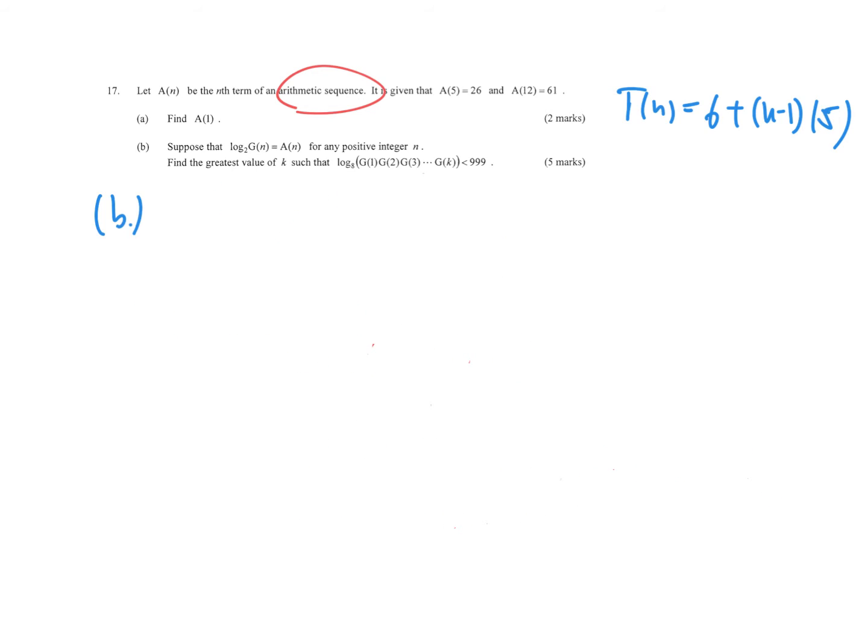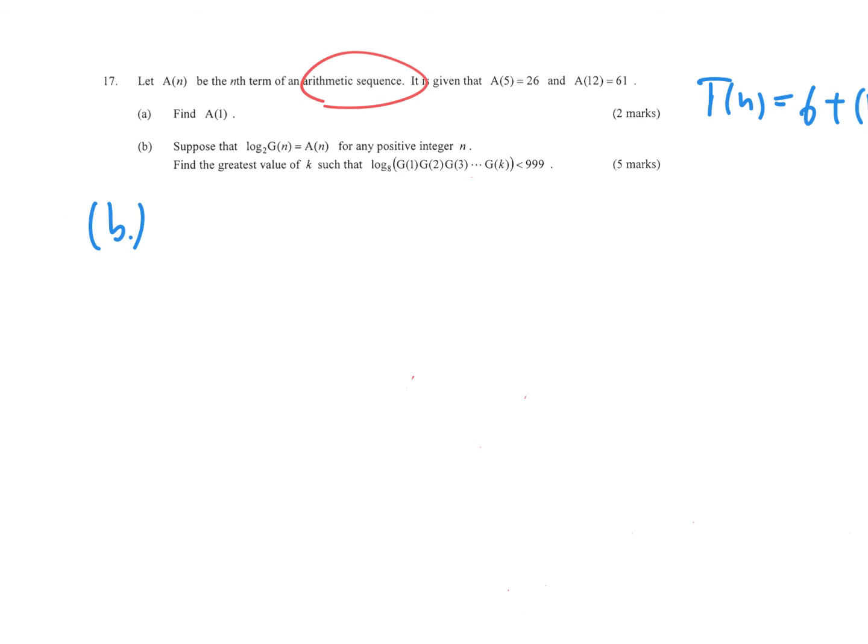Alright, part B is a little bit tricky because we let log g_n base 2 equal a_n, but the question is about log g1 to g_k with base 8. That means these two are different. Apart from arithmetic sequence, this question also relates to logarithms and quadratic inequalities. Let me show how to do it. You understand what I'm talking about here.